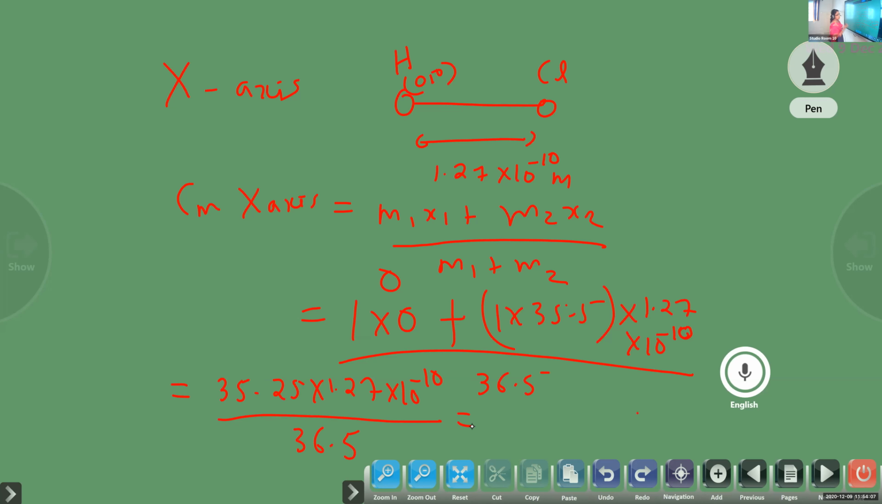It may take time. So shall I give you the answer? So if you do it by yourself, you may get the answer this much. Check your powers and all. You will get 1.235 into 10 to the power of minus 10 meter, or you can write it as 1.235 angstrom. So do it at home, check whether you are getting this answer. We will go to the next topic.